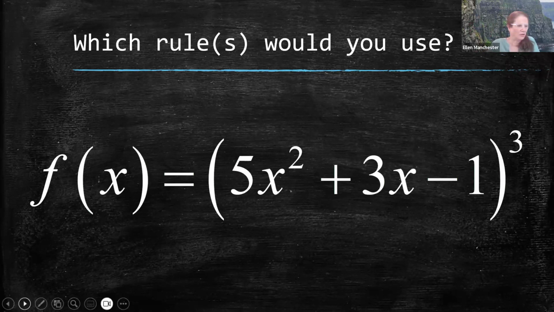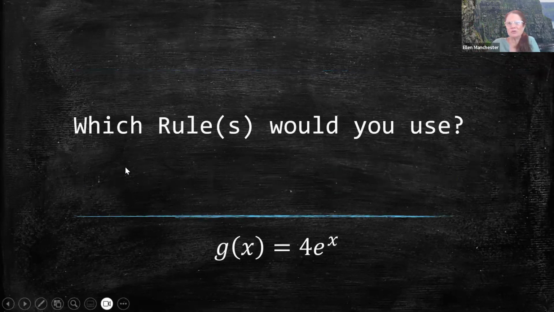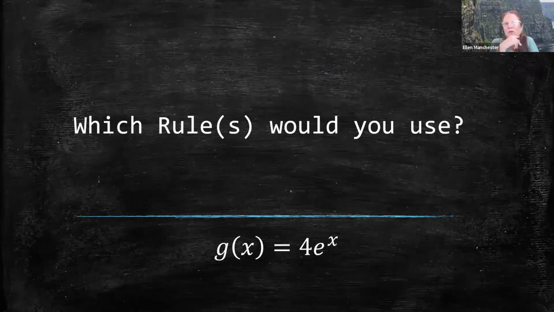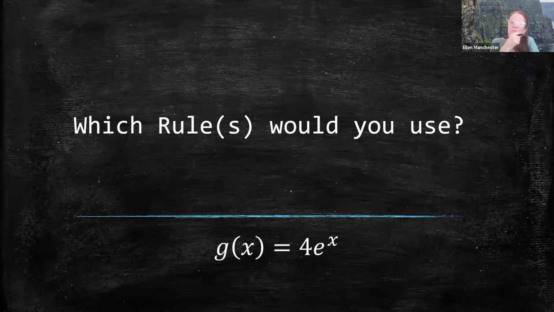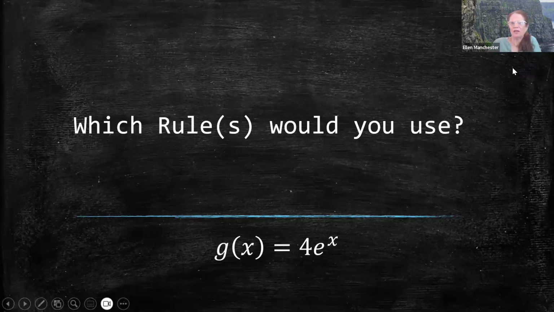Very good. Okay, Nathaniel, I know you just came in. What we're doing is we're just identifying which rule you would use. So Nathaniel, which rule would you use on this one to get the derivative? And if you're talking, I can't hear you. So you have to unmute yourself.